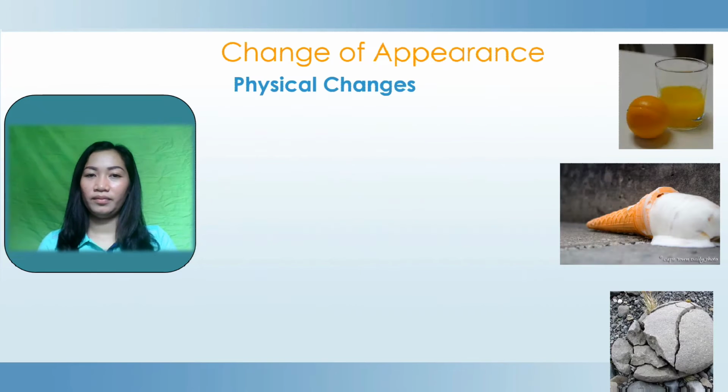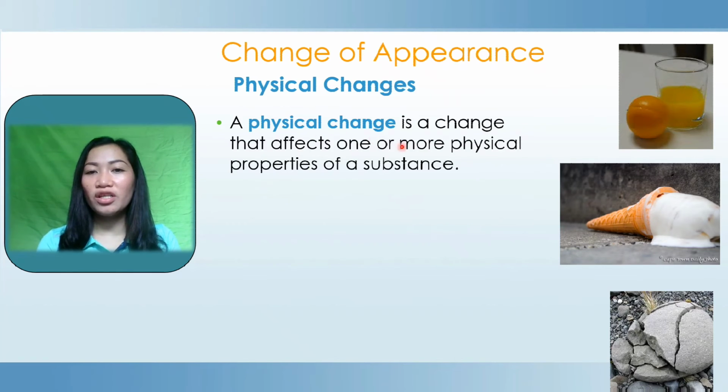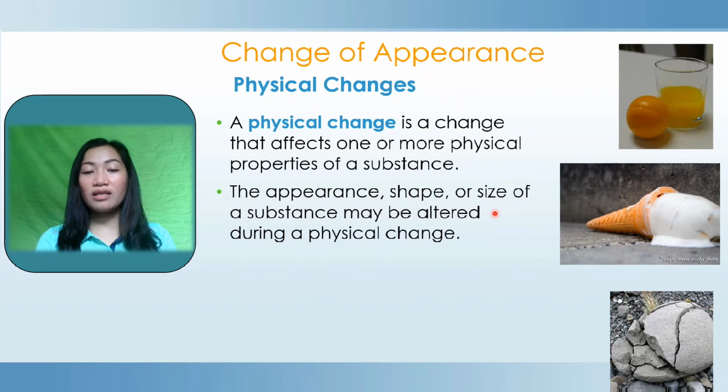Now, changes in appearance are physical changes. A physical change is a change that affects one or more physical properties of a substance. The appearance, shape, or size of a substance may be altered during a physical change. These are small changes. Like this one, the ice cream. If the ice cream melts, it's still an ice cream. You can still eat this, but still it's an ice cream.